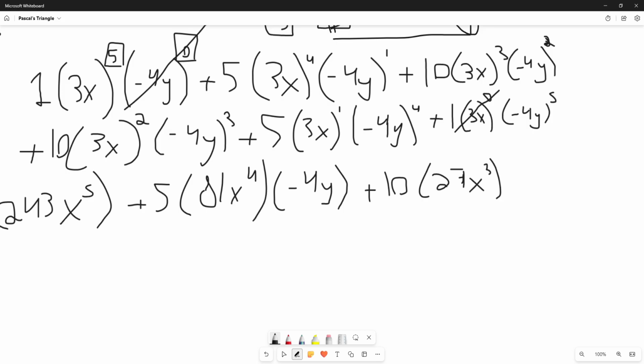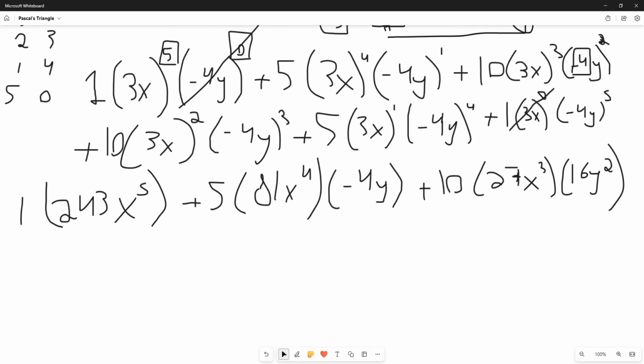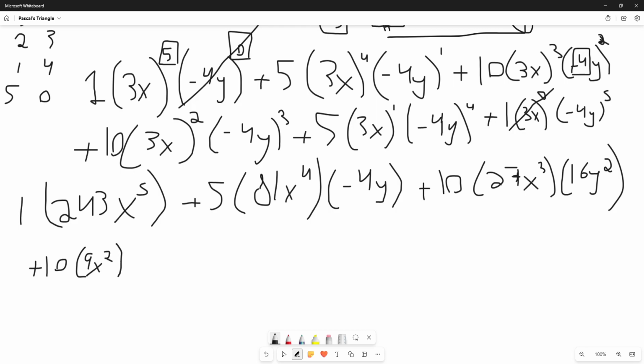Now we have to use the minus as well. Minus 4 squared is 16, not minus 16. We have to use the full term. So 16, and then we have the y squared here. Right, then we move up to the next 10. Plus 10. 3x to the power of 2, so it's 9x squared, multiplied by minus 4y to the power of 3.